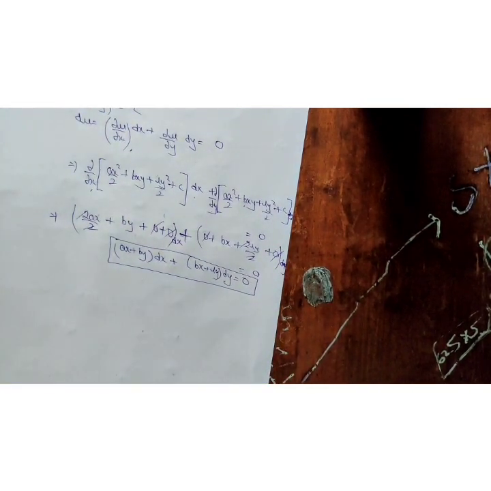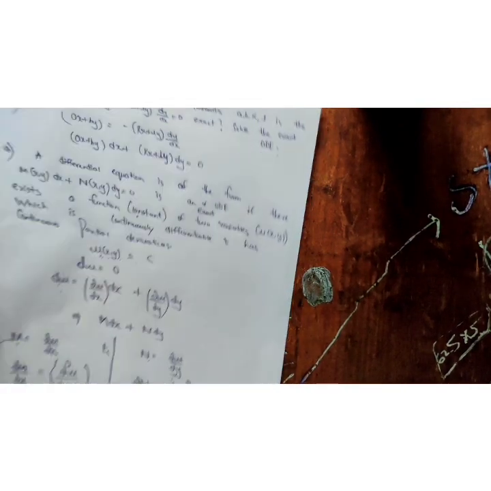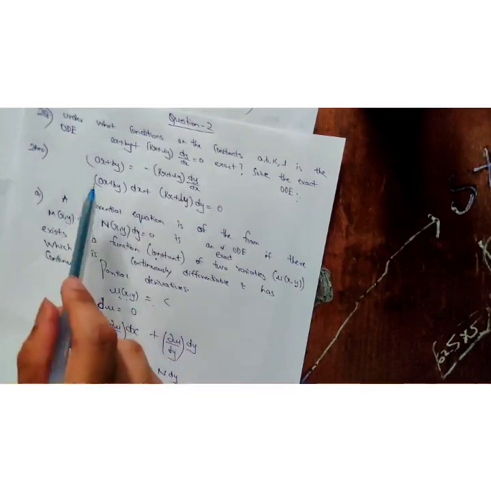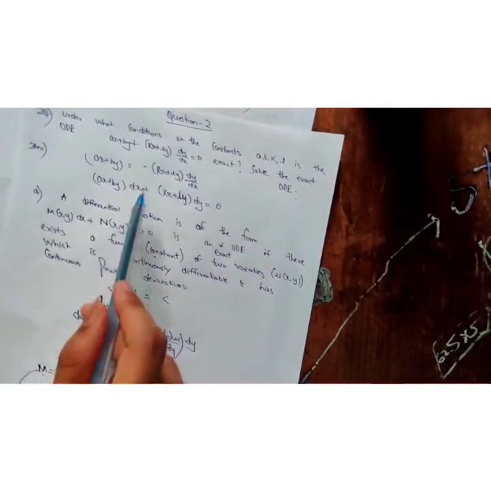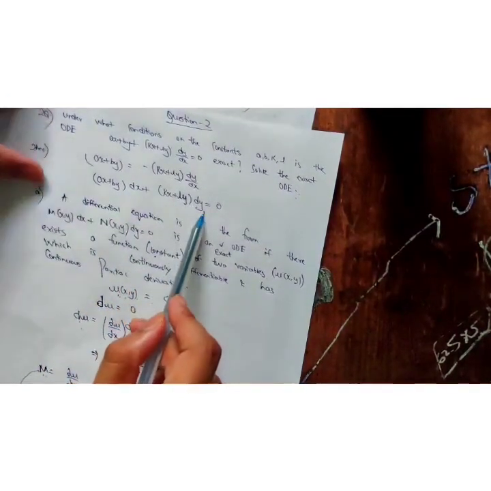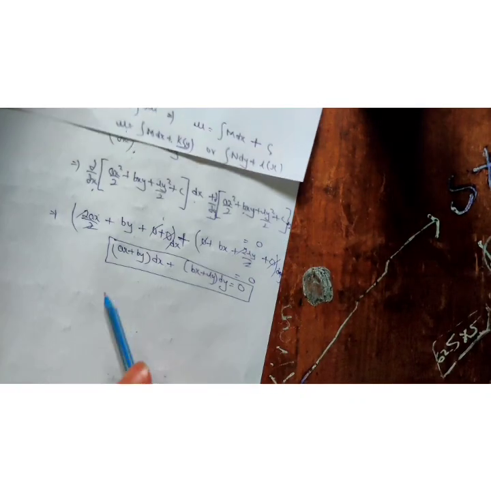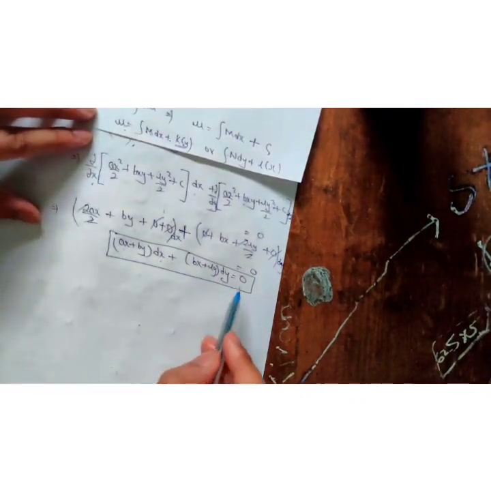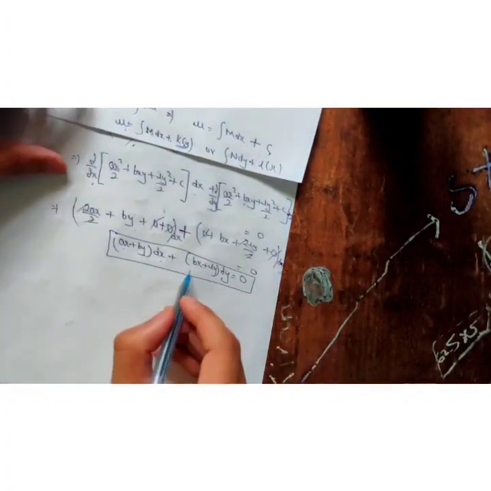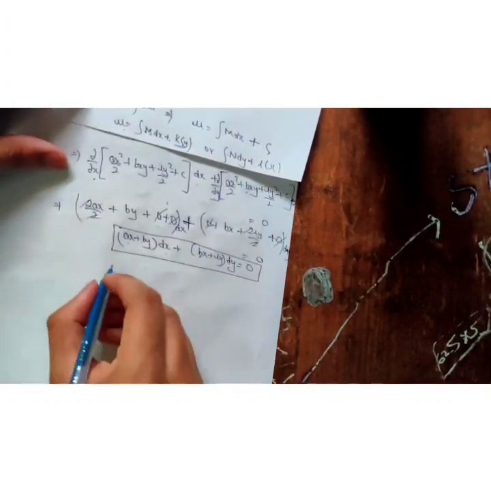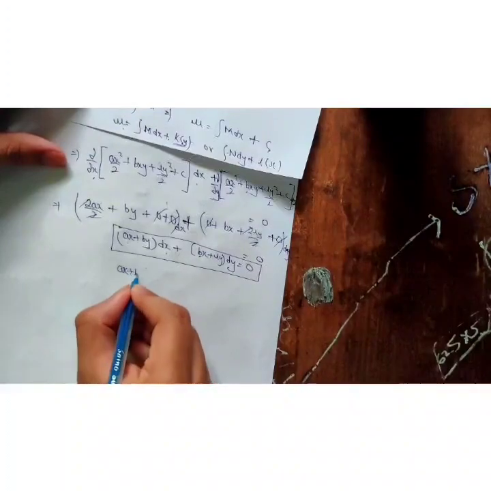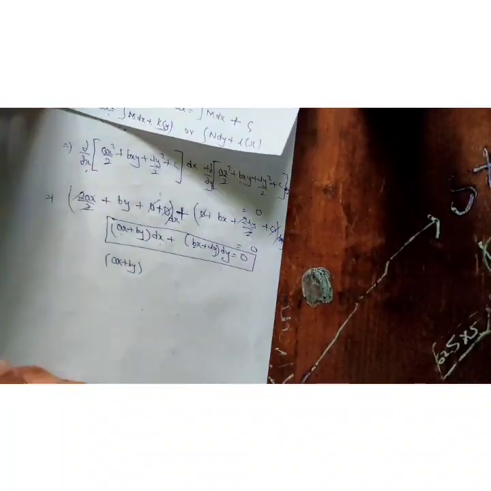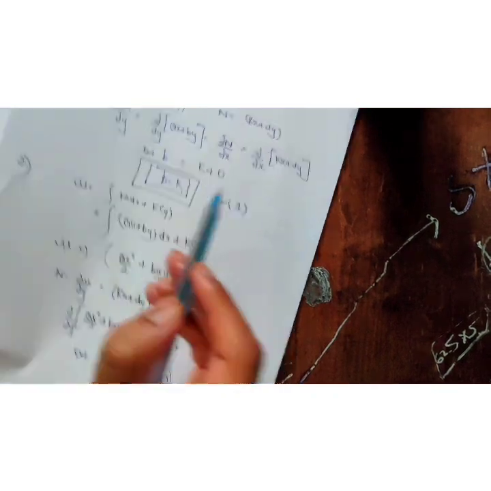What exactly is this? Don't you find it similar to the one given in the question? We have been given in the question (ax plus by) dx plus (kx plus ly) dy equal to 0, and here (ax plus by) dx plus (bx plus ly) dy is 0. How is it similar? Simple. Replace this b with k. How can we replace that? Yes, we can, because we have already proved that b is equal to k.